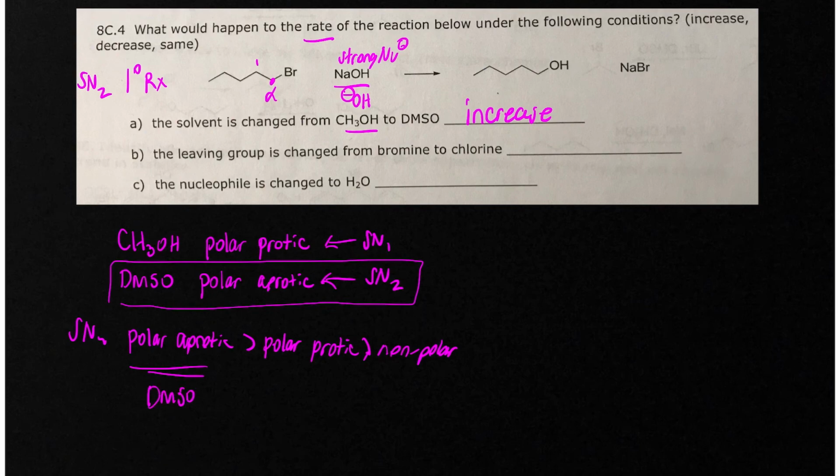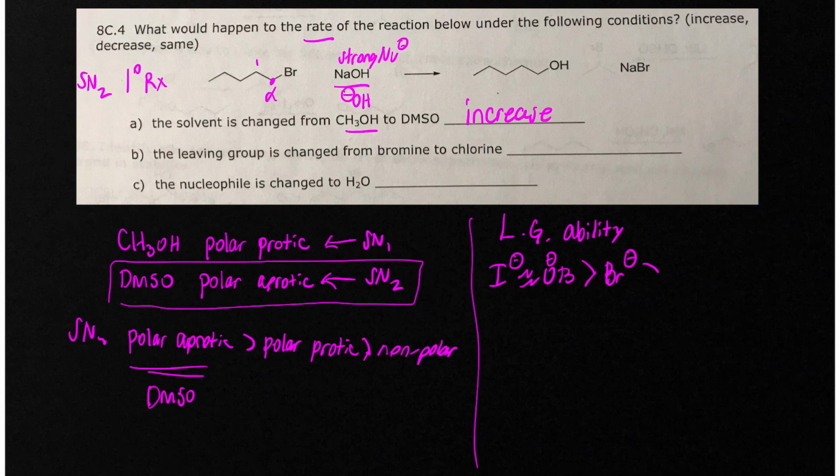What if the leaving group is changed from bromine to chlorine? Let's refresh our memory about the leaving groups. We said iodide and tosylate are really good leaving groups. That's going to be better than bromide, better than chloride, and much better than fluoride. Doesn't matter about the solvent here. So these are the leaving group abilities. So if we go from bromine to chlorine, it's going to make the leaving group worse. It's going to slow down the reaction rate, so it's going to decrease.